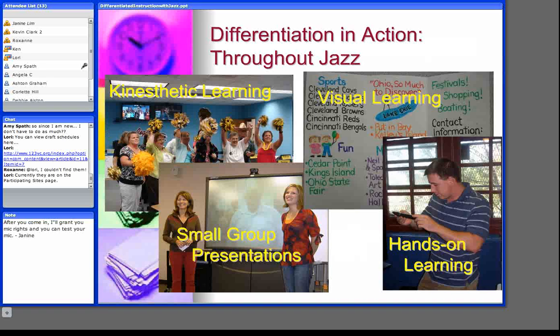All right, so here's some examples of how differentiation happens in jazz. We have, of course, the kinesthetic learning, visual learning, hands-on learning, small group presentations. Those are all very critical. It sounds like I've seen the schedule discussion going on the side. Maybe that needs to.